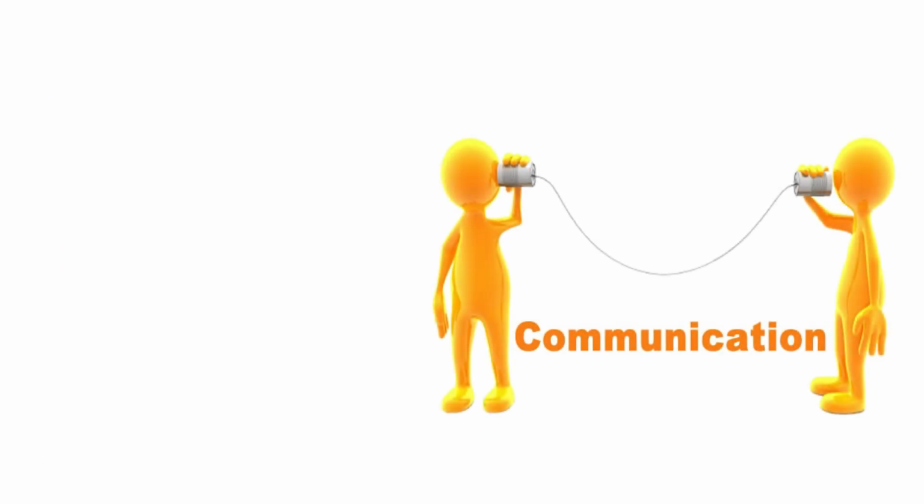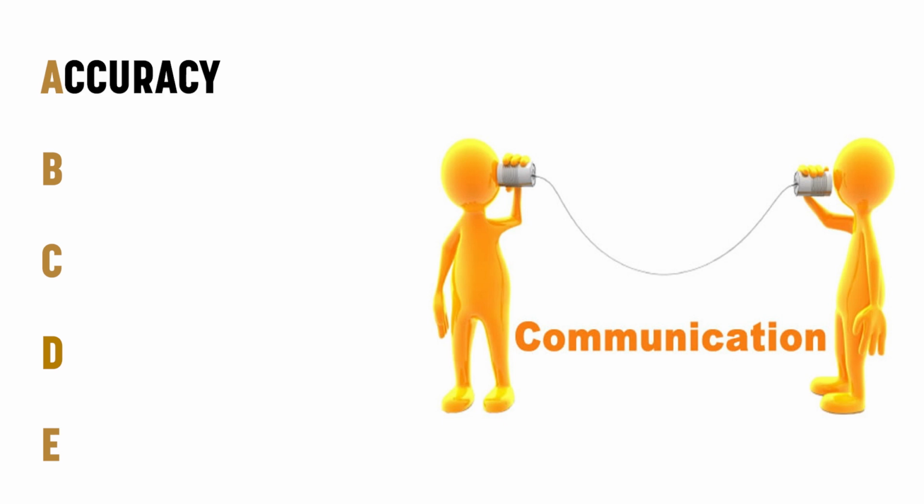Another tool that is often helpful to guide communication is the ABCDE of communication. Accuracy is about ensuring that the information you give is correct, for example, patient details and up-to-date observations.